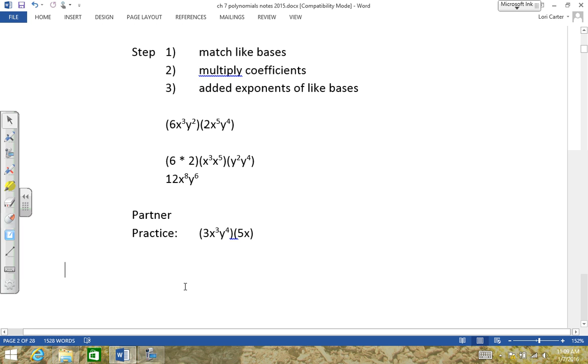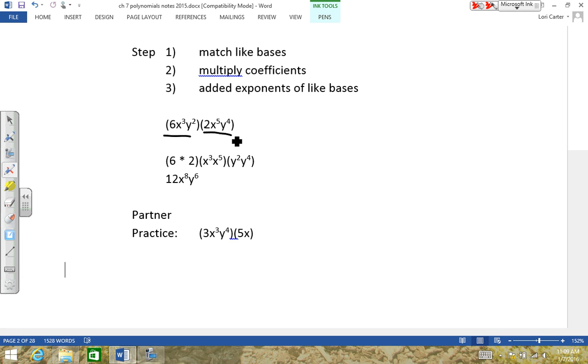All right, now we're gonna put them together with a bunch of them. What you do here is you put the like things together, the like bases. Numbers are considered to be alike. So when I look at 6x cubed y squared times 2x to the 5th y to the 4th, what are the first two things that go together? The 6 and the 2.